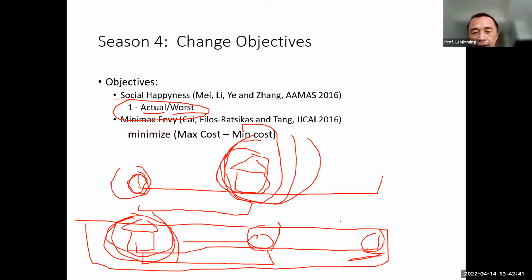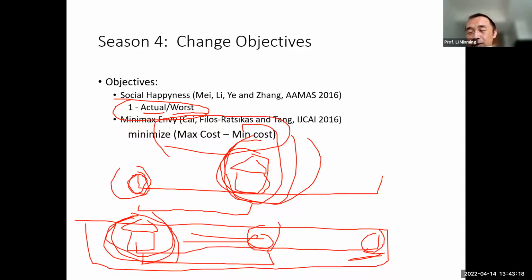Okay, now another one about fairness is called envy. So what is envy? Now suppose your cost is 100, everyone else's cost is 0. Would you be happy? Not quite, right? But if your cost is 100, everyone else's cost is 100, will you be happy? Very likely, right? Because everyone is the same, so you have nothing to complain about. Okay, so that's the motivation for their work. They are trying to minimize what? Minimize the maximum cost minus the minimum cost. They hope the difference could be as small as possible, all right?